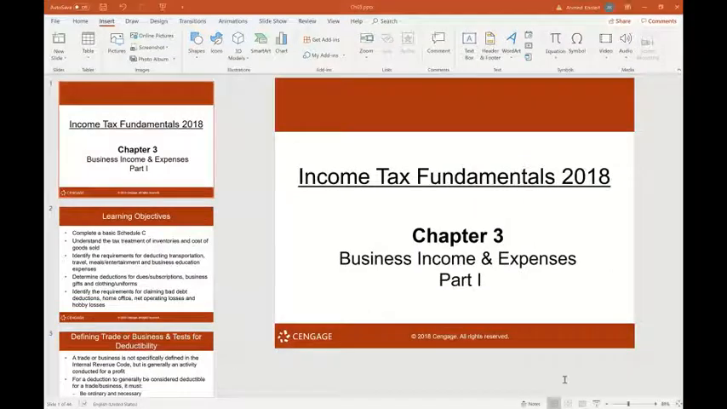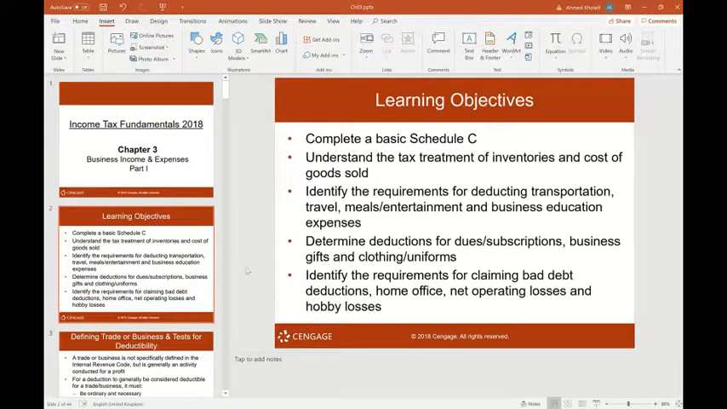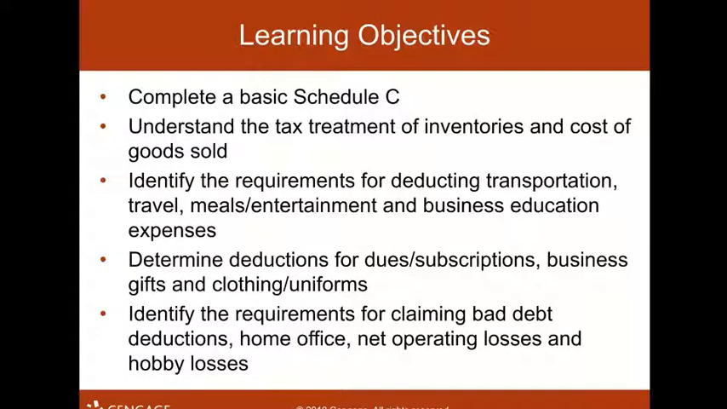So, what are the learning objectives for this chapter? The first objective is to complete a basic Schedule C, and then understand the tax treatment of inventories and cost of goods sold. Remember here, inventories and cost of goods sold is mainly covered in ACCT 201 and ACCT 301, so we already studied this topic before.